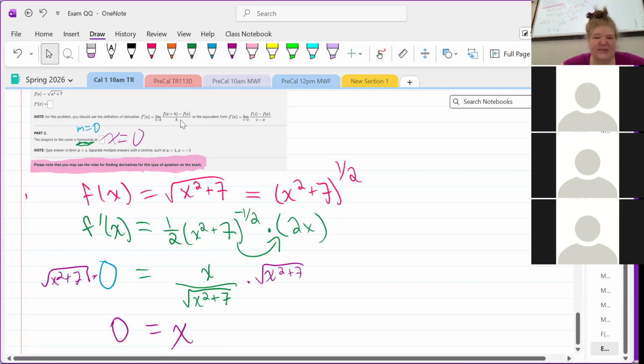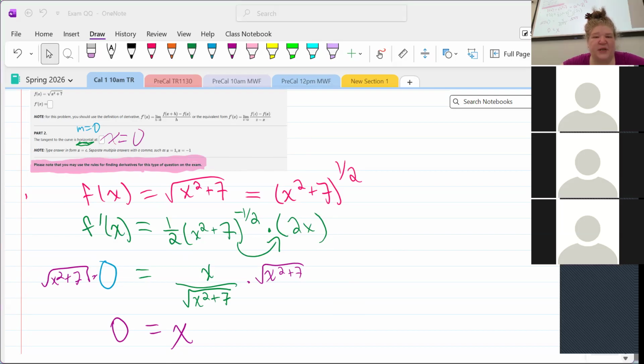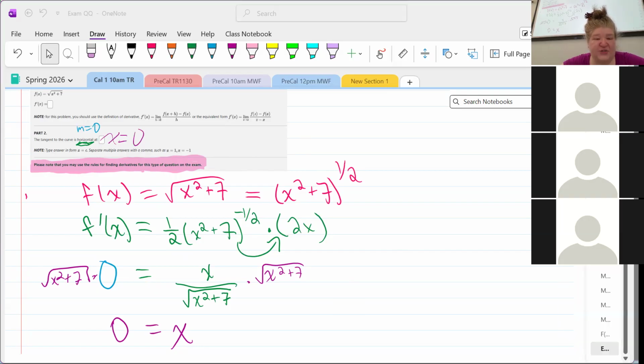So on the test, it's going to ask for the equation of the tangent line at a particular value. There are some other questions that do that. I thought this one did that, but I was misreading the problem last night. I just finished grading all the exams. I was tired.